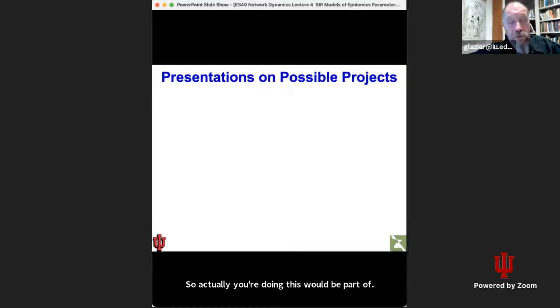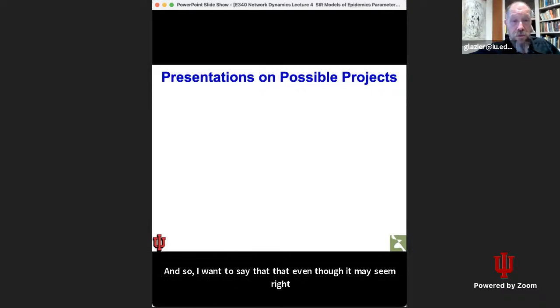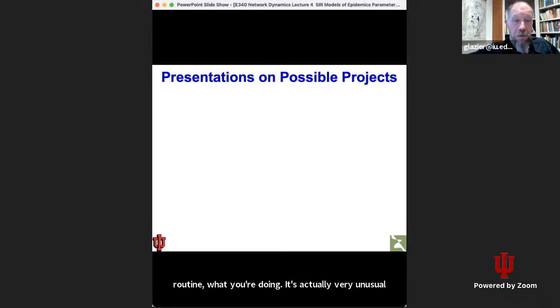essentially cutting edge research, not maybe in the biology itself, although it might be, but actually in the computer science of how to distribute and validate models. And so I want to say that even though it may seem routine, what you're doing is actually very unusual, which is to take models that are published and turn them into something that anyone can use and examine. And this particular model of Alan's would be a great example of them.